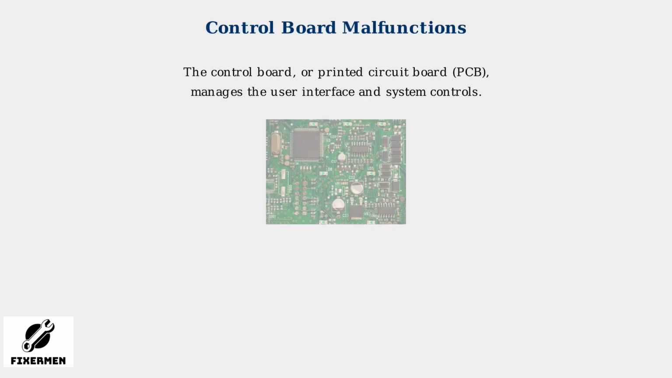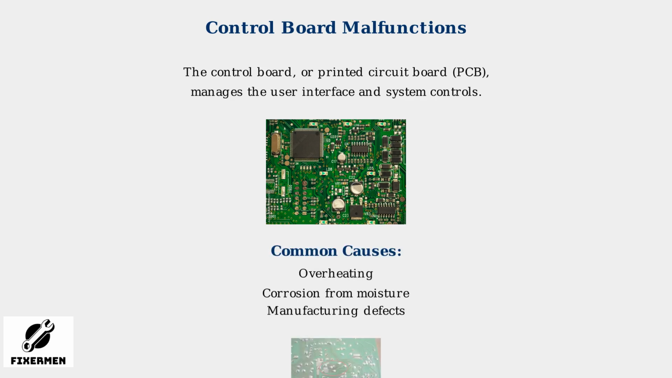Control board malfunctions are a common cause of blank screens in American Standard AC units. The control board, also known as the printed circuit board or PCB, manages the user interface and system controls. Several factors can cause the control board to fail, including overheating, corrosion from moisture, and manufacturing defects. Look for visible signs of damage such as burnt components or corrosion on the board. When the control board fails, replacement is usually necessary and requires the expertise of an HVAC technician.